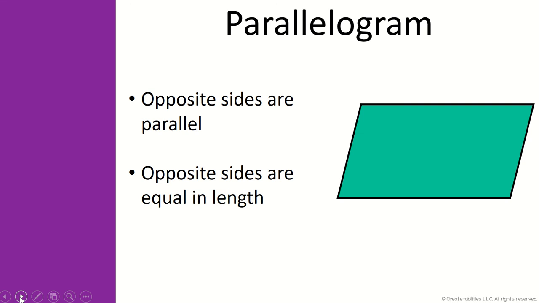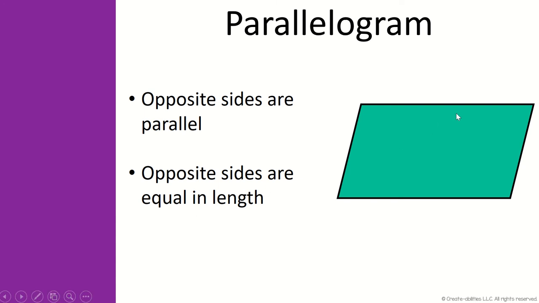Okay, for a parallelogram, opposite sides are parallel and opposite sides are equal in length. Okay, so again, the top and bottom lines are parallel, and here the 2 side lines are parallel. They're moving in the same direction. They are the same distance apart from each other. Their lines are never going to cross. So again, top and bottom are parallel, and the 2 sides are parallel. So opposite sides are parallel, and the opposite sides are equal in length.